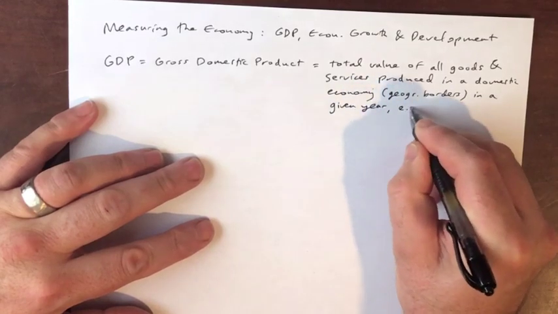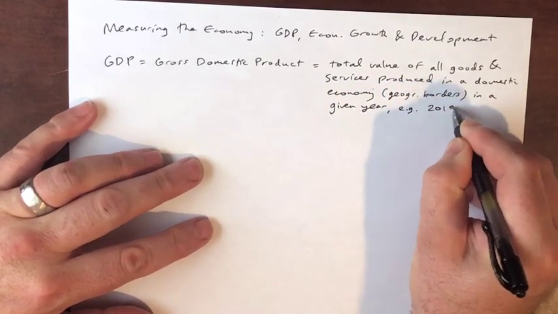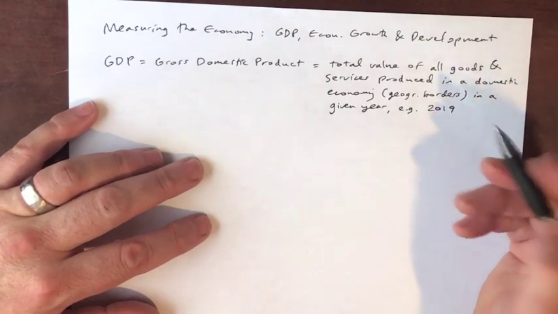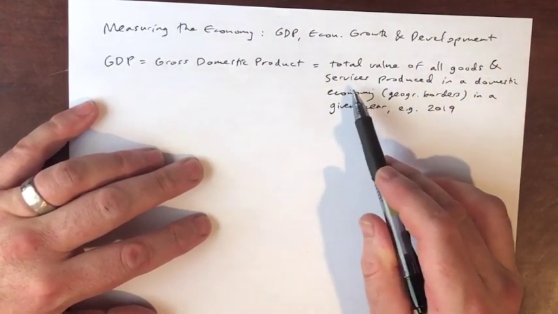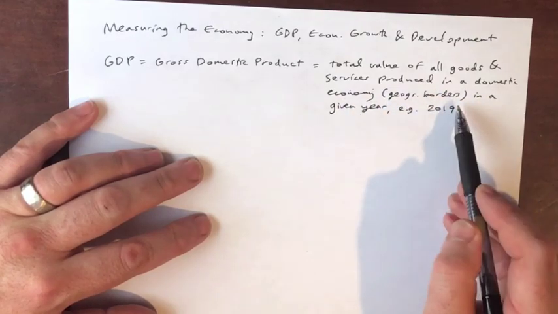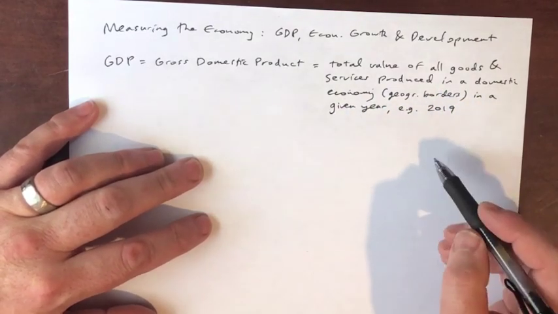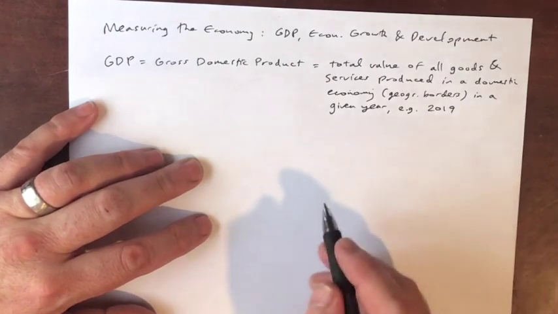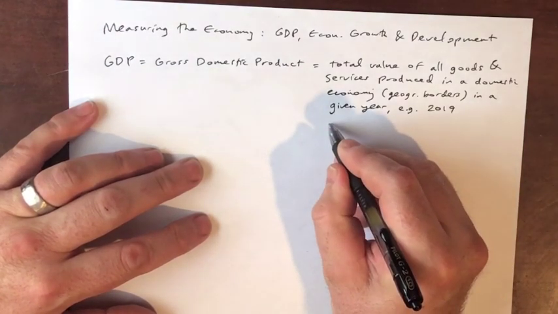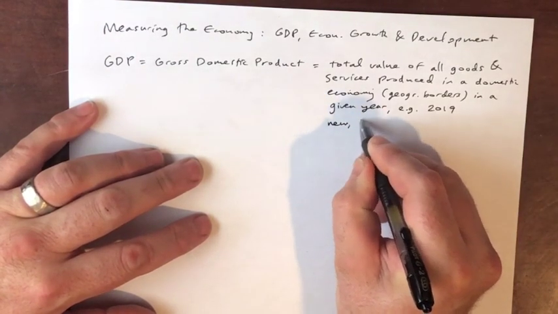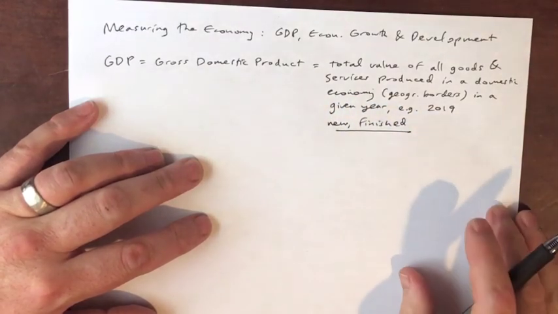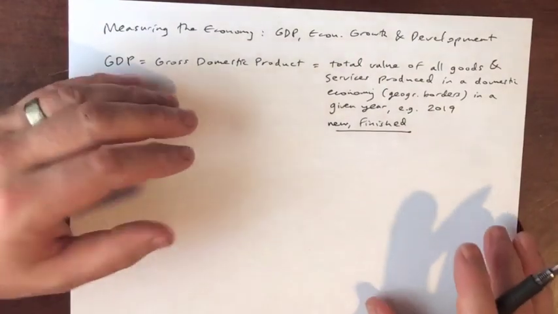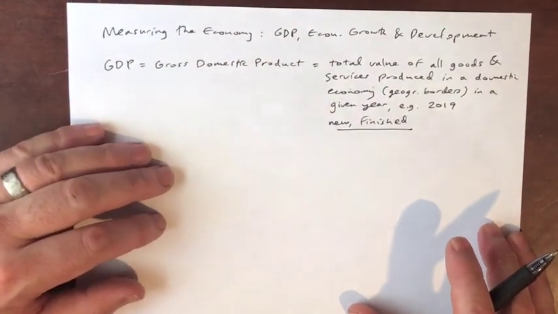All right, so for example, if we were to look at last year, in 2019, we'd be talking about the total value of all the goods and services produced in the geographical borders of the United States in 2019. All right, and this only looks at new finished goods and services. All right, so nothing that was produced in a previous time period.